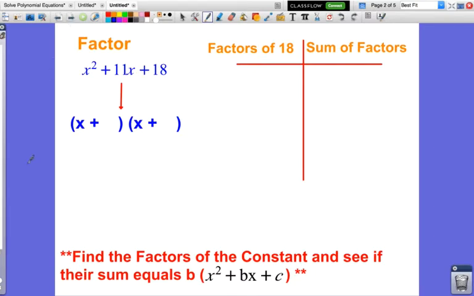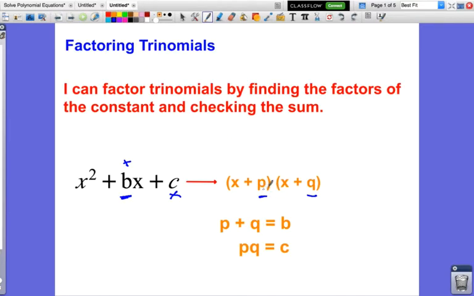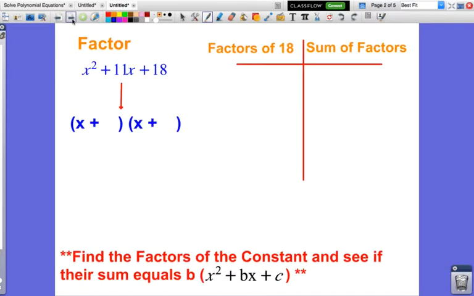So I have a trinomial here, or a polynomial, x squared plus 11x plus 18. In order to solve this, I'm going to find the factors of the constant. So here's my constant, 18, because there's no variable attached to it. And I'm going to see if their sum equals b, because if we remember from the slide before, I need two numbers. If I multiply them, it's going to equal c, and if I add those same two numbers together, it's going to equal b. So I need to figure out what two numbers I can multiply to equal 18, and if I add them together, equal 11.